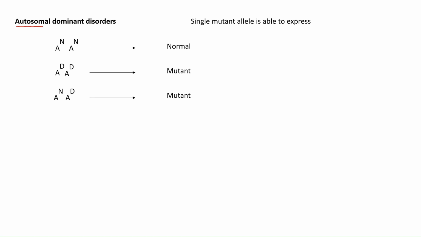Now, when it is a dominant disorder, when both the alleles are normal, the individual will be normal. If both the alleles are defective, the individual will be defective. If one allele is normal and one is defective, then also the individual will get the disorder because it is dominant. So even the presence of a single allele can cause the disorder. Now let's see a few of its examples.